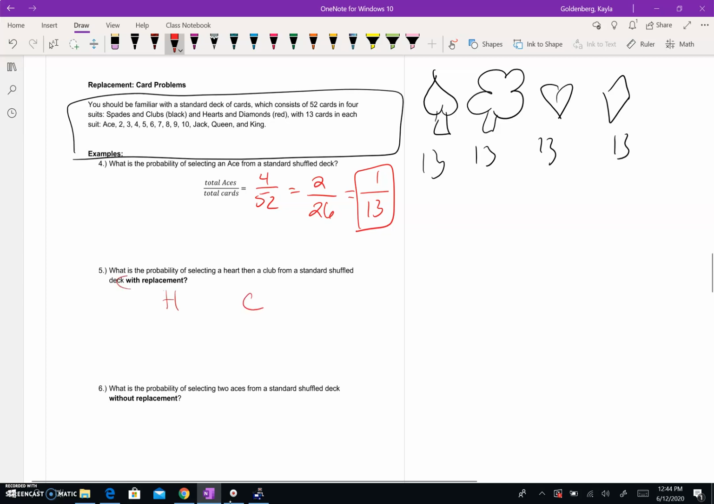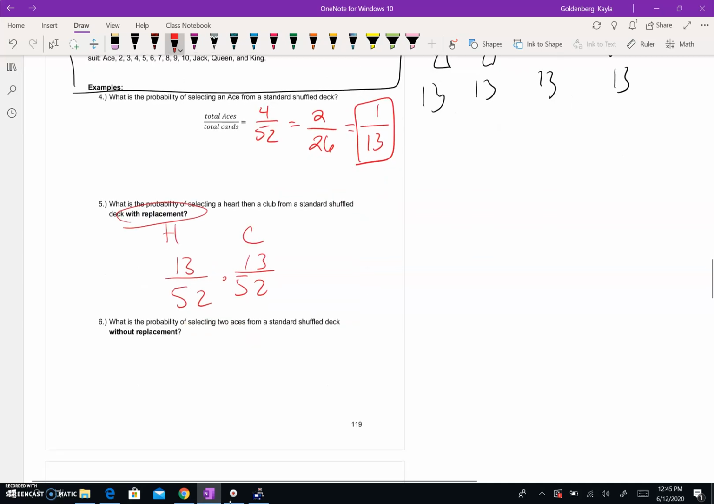And then the probability of selecting a heart, and then a club. And we are told that this is with replacement, so I am putting it back, which means each time there will be 52 total cards. So the total hearts, remember it's a fourth of the deck, so 13. If I'm putting it back, there's still 13 cards. So that would be the setup, and then you would multiply from there.